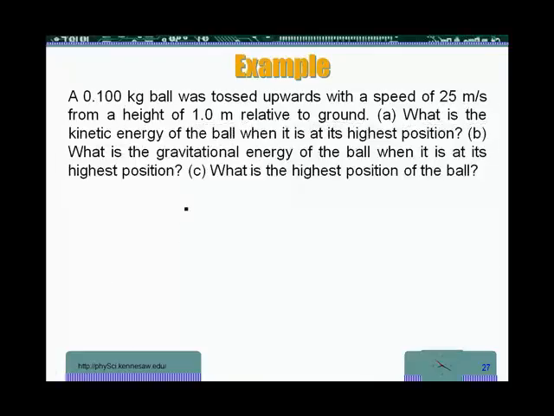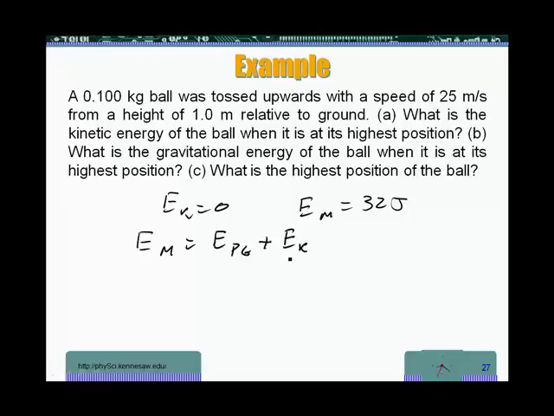Now, the question then asks, what is the kinetic energy of the ball when it is at the highest position? The highest position is when the ball momentarily stops. So its kinetic energy is actually equal to 0. But then mechanical energy, we said, is 32 joules. So what does that tell us about the gravitational potential energy? Since the mechanical energy is equal to gravitational potential energy plus kinetic energy, and kinetic energy is 0, our gravitational potential energy at that point is just 32 joules.